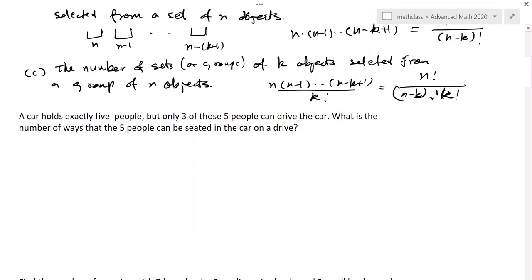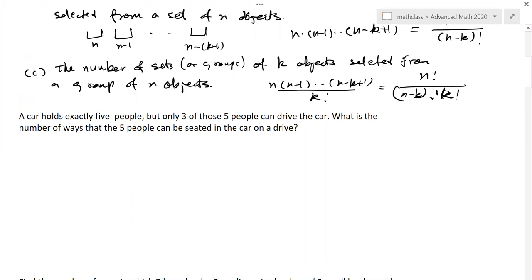So the first problem says that a car holds exactly 5 people, but only 3 out of 5 people can drive the car with a driver license. What is the number of ways that 5 people can be seated in the car on a drive? On a drive means the drive side must be seated by a person with a driver license.